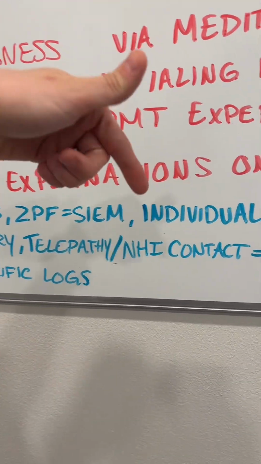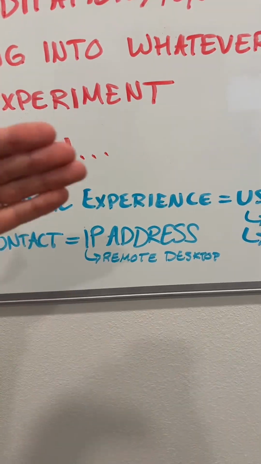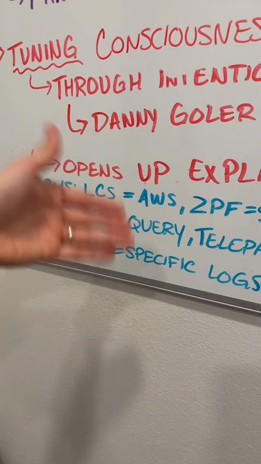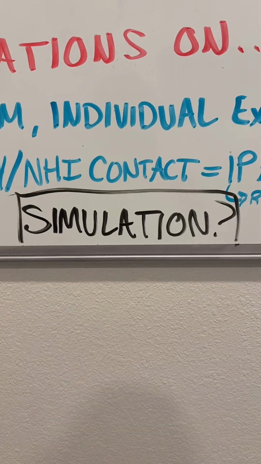Your telepathy or your non-human intelligence context is like you remote desktop where you got that IP address from the ZPF and now you're communicating, or your remote viewing is you have specific logs from the SIM that you're looking for. Now I got one question. Are we in a fucking simulation?